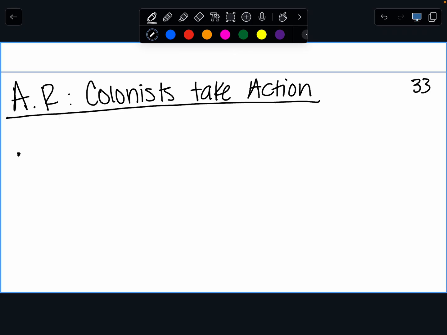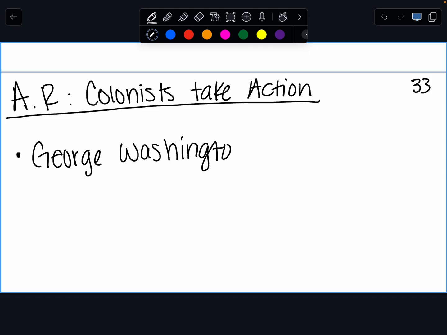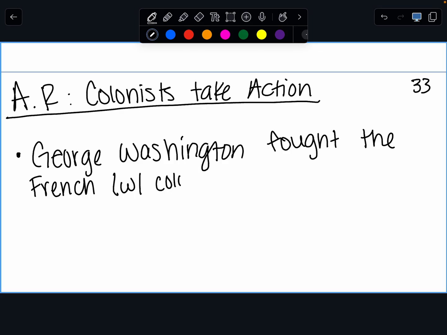So how do we put that into 5 words? So who are we talking about? George Washington. What did George Washington do? Fought the French. Okay, we'll put in parentheses with colonists. Okay, fought the French with colonists. What happened? Lost. Okay, colonists are not going to beat the French army.